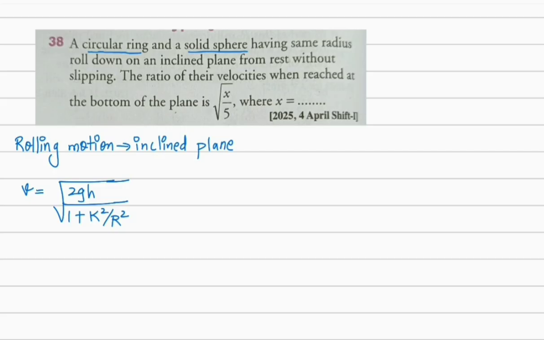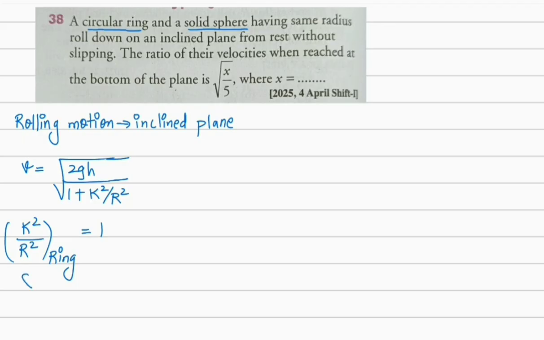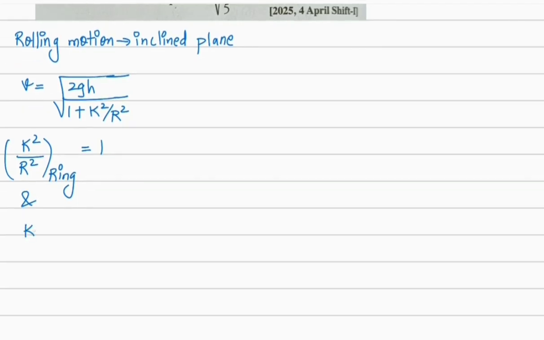Roll down on an inclined plane, same inclined plane है दोनों के लिए, तो h का वैल्यू कॉमन ही हो गया, right? So just आप एक काम कर लो, आप मुझे बता दो what is k square by r square for a ring, and then same way what is k square by r square for a solid sphere. For a ring, k square by r square is 1, and students, for a solid sphere, right, same k square by r square will be 2 by 5. So this is for a solid sphere.